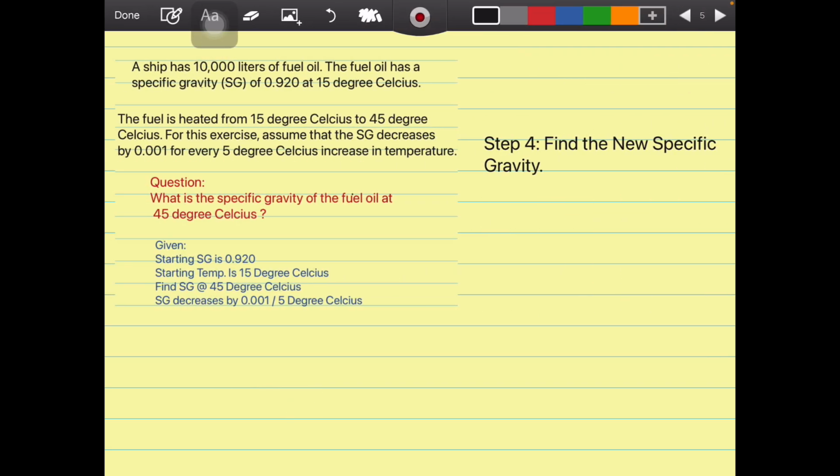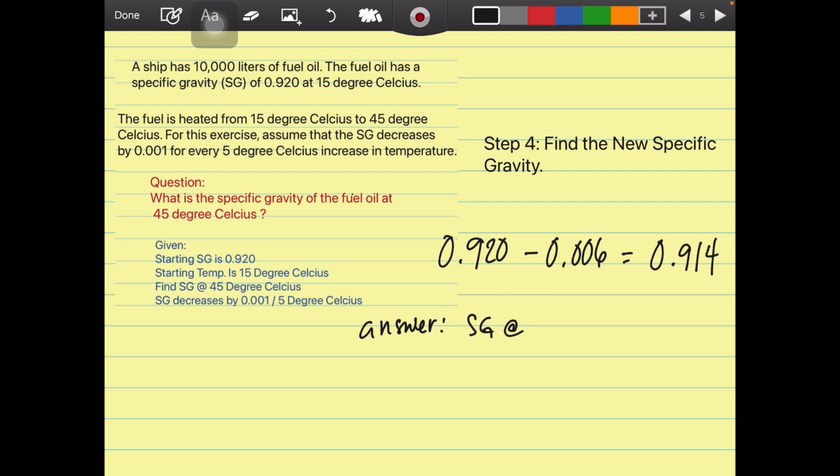Step number 4. And this is the last step. We find the new specific gravity. Then we write 0.920, subtract it to 0.006, and what do you get? You get 0.914. So the answer would be, that's the right answer, specific gravity at 45 degrees Celsius will give you 0.914 specific gravity.